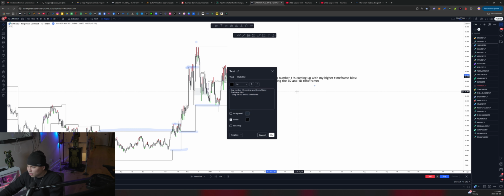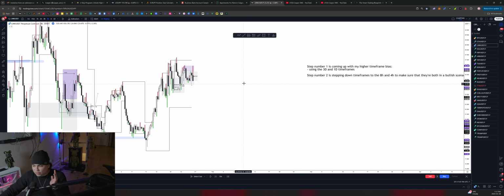Now, step number 2 is stepping down in the lower time frames to the 8-hour and 4-hour to make sure that they're both in a bullish scenario. So we're going to step down to the 8-hour right here and look for a bullish bias. So we get a break here, protected high getting broken, a higher low getting created, protected high gets broken, higher low gets created, making it bullish, making higher highs and higher lows.